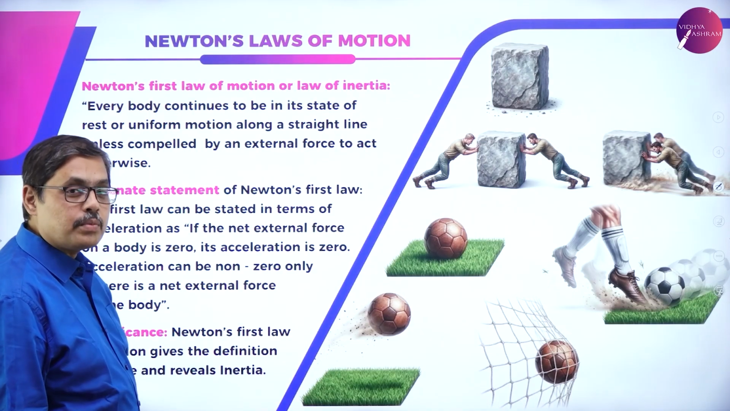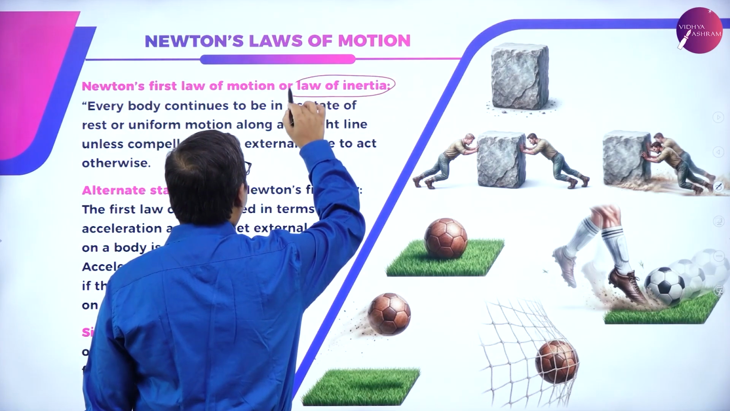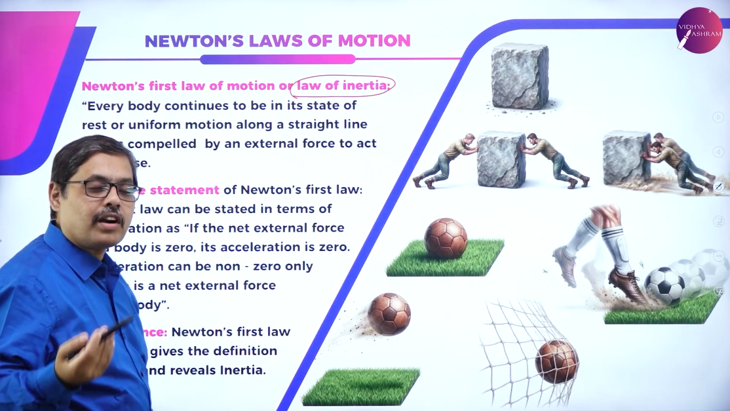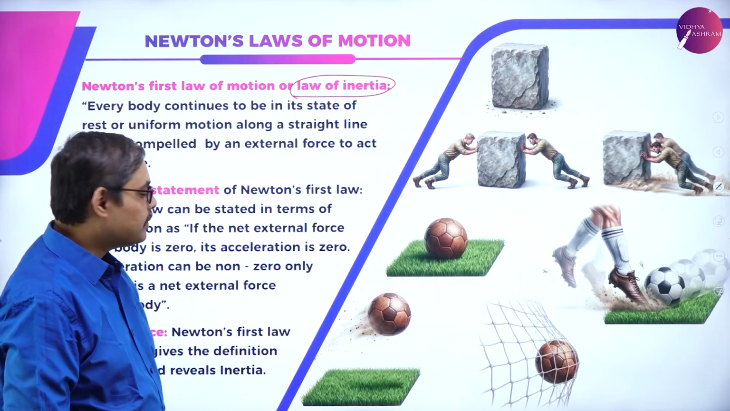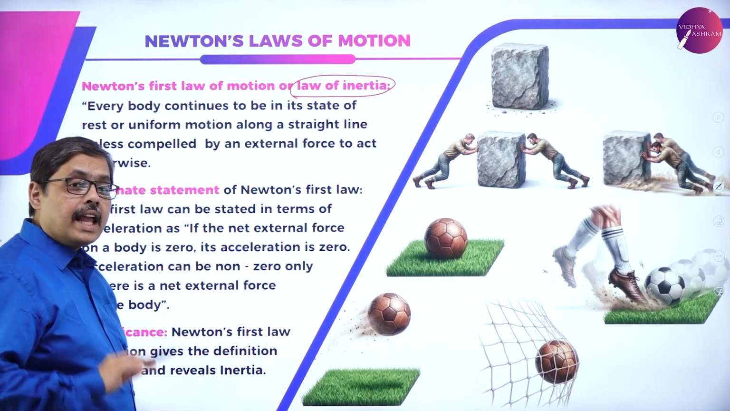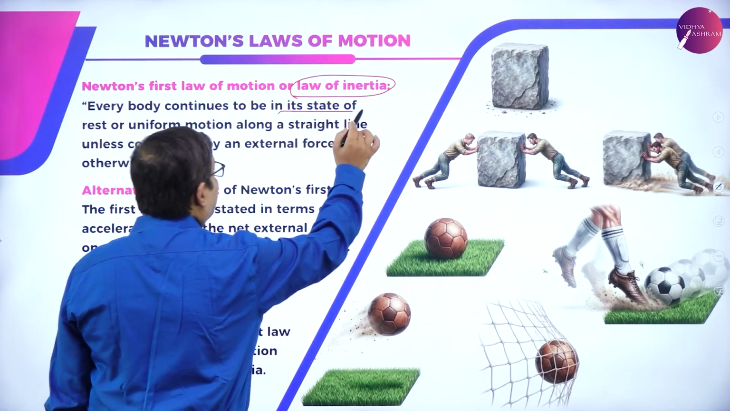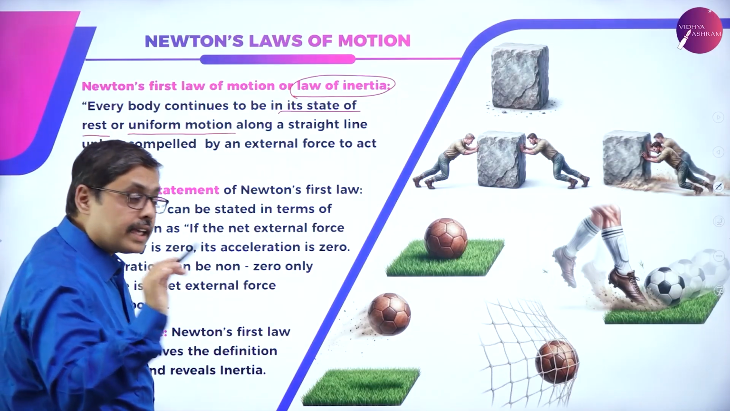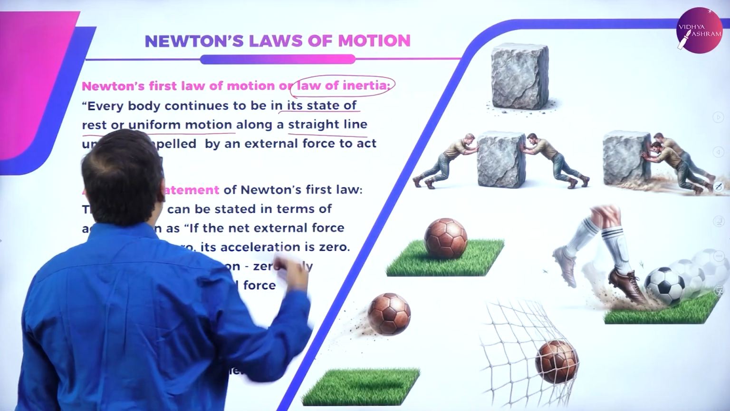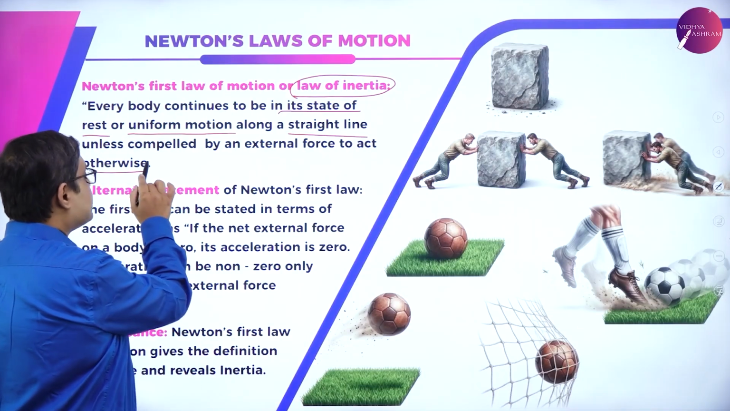Newton's first law of motion is also called the law of inertia. That is why we have brought in the concept of inertia before Newton's first law of motion. What does it say? Every body will continue to be in its state of rest or uniform motion along a straight line unless compelled by an external force to act otherwise.